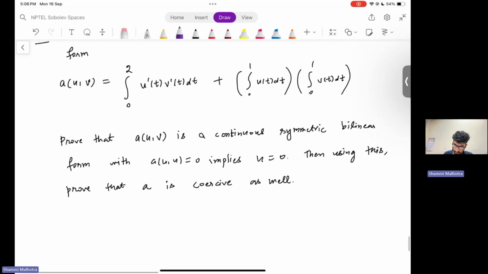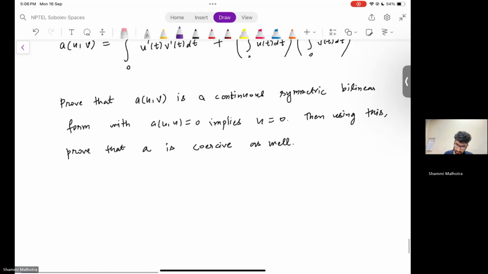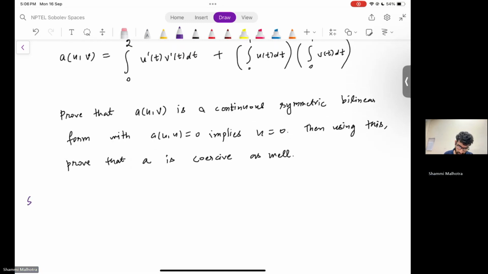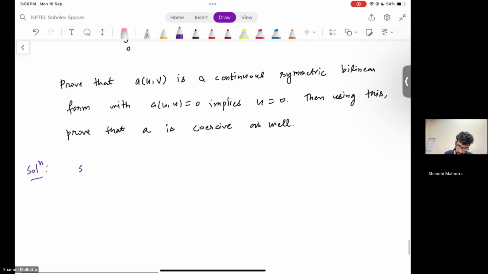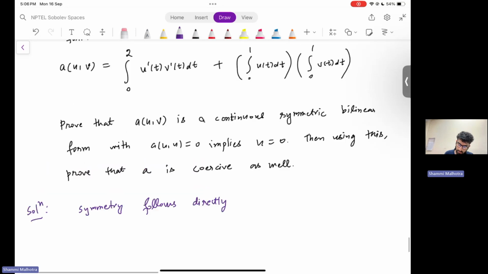So we have to show this is symmetric. Symmetry follows directly, so there is nothing in that. We have to show continuity next.